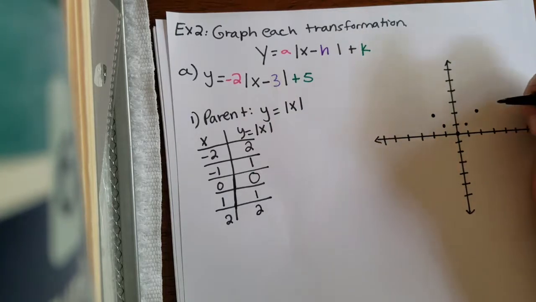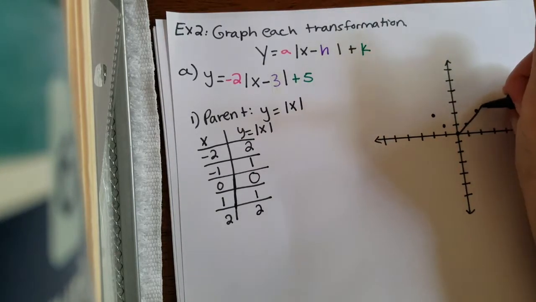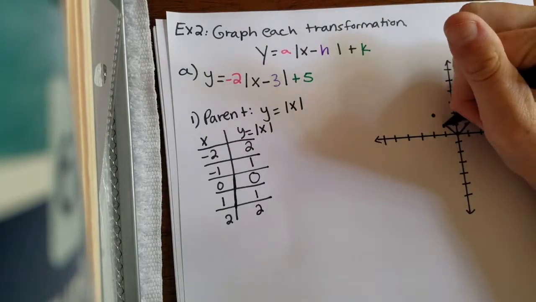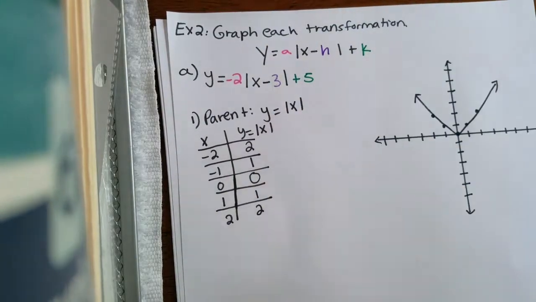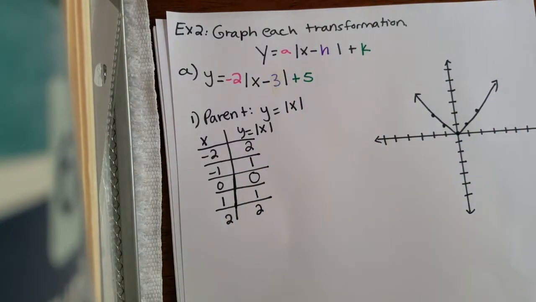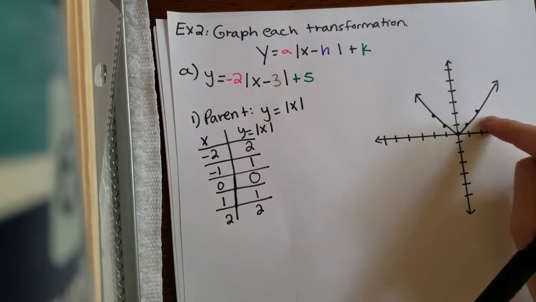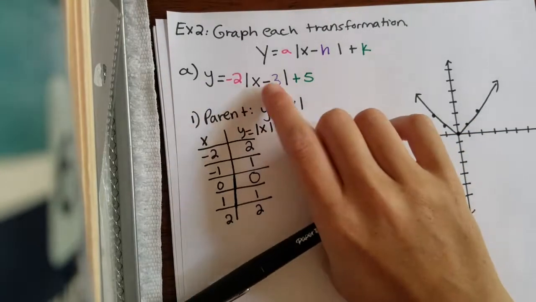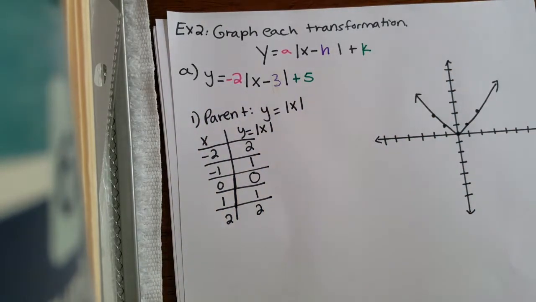Now technically the graph does keep going on forever, so when we connect our dots, do your best. When you connect your points, you do need to draw the little arrows to show that it does keep going in that direction forever. So this one is our parent function. That's our first graph. Now, when you start to determine what the graph does based on each value, we're going to do this one at a time.